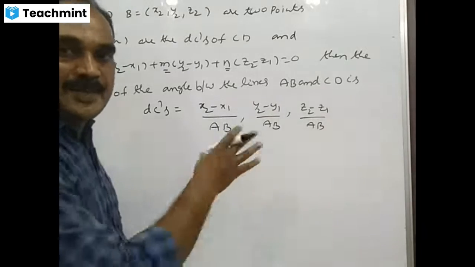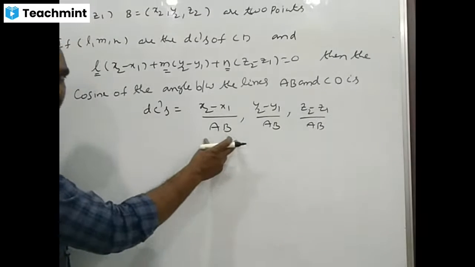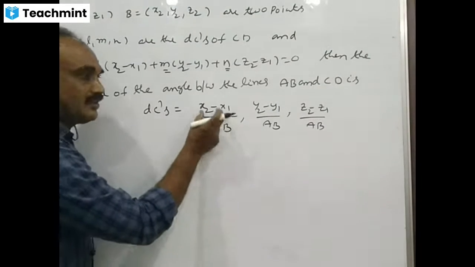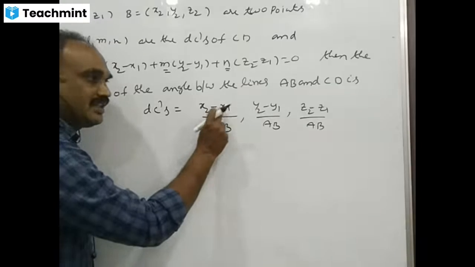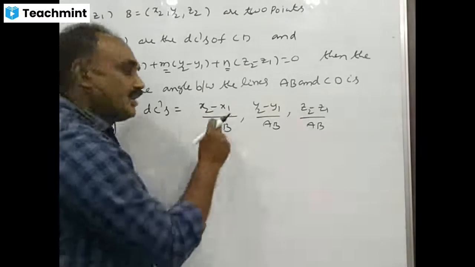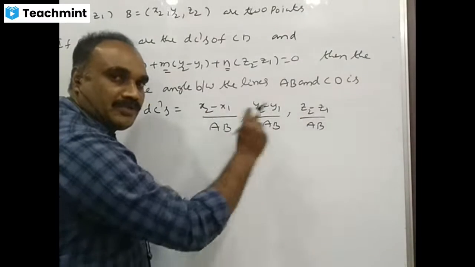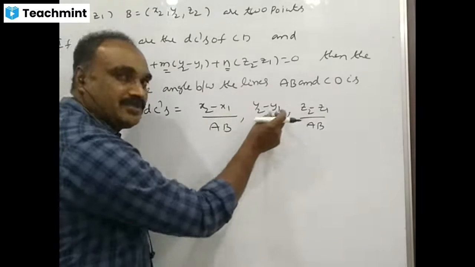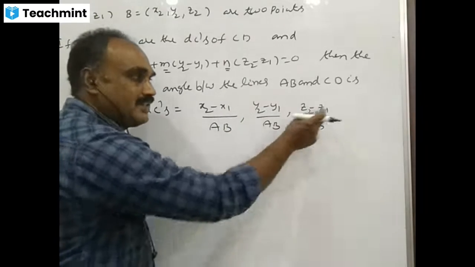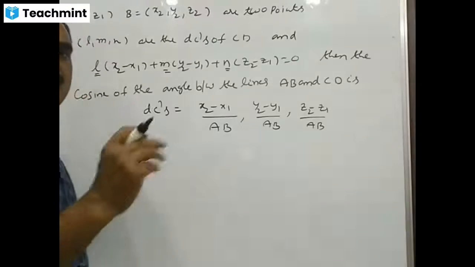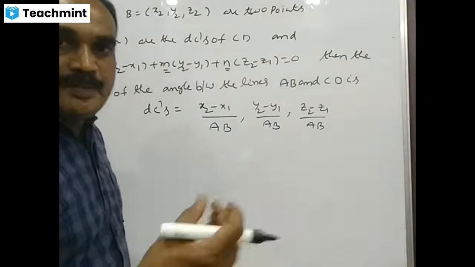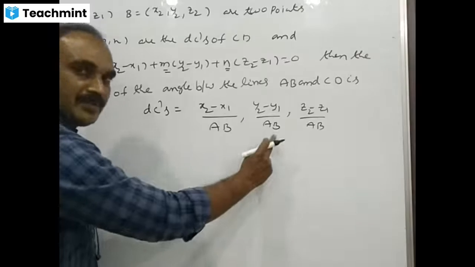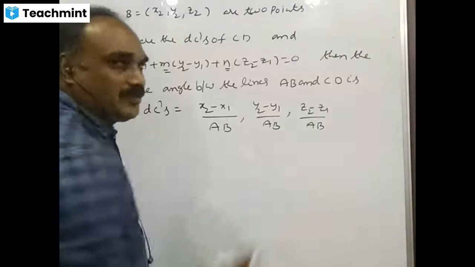That is AB. Friends, have you understood? Here, x2 minus x1 by direction ratios formula. This is a, this is b, this is c. a by root of a square (x2 minus x1) whole square plus b square (y2 minus y1) whole square plus c square (z2 minus z1) whole square. That is the distance between A and B. x2 minus x1 by AB, y2 minus y1 by AB, comma z2 minus z1 by AB.